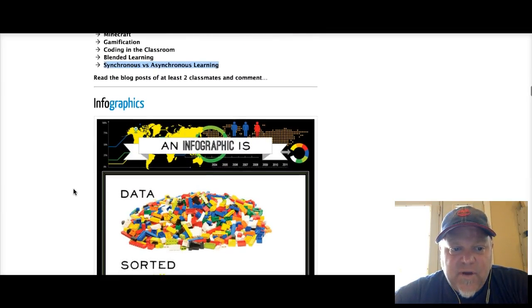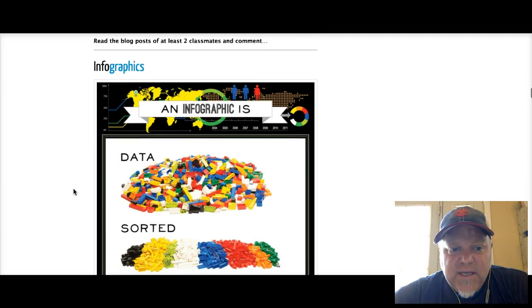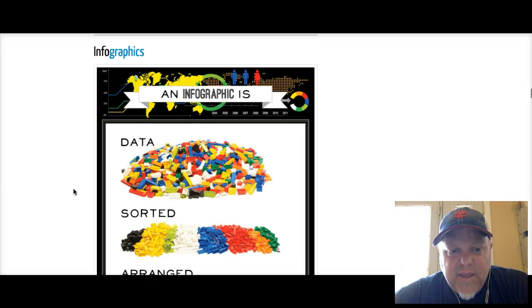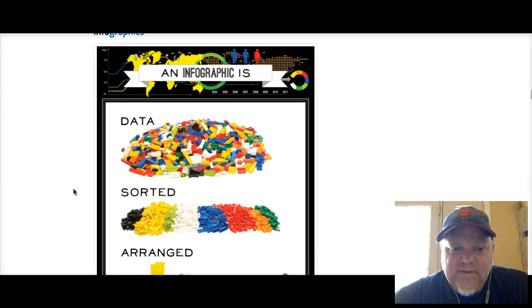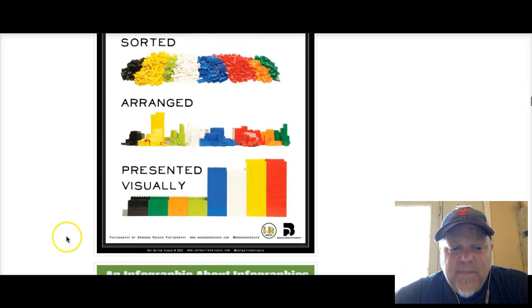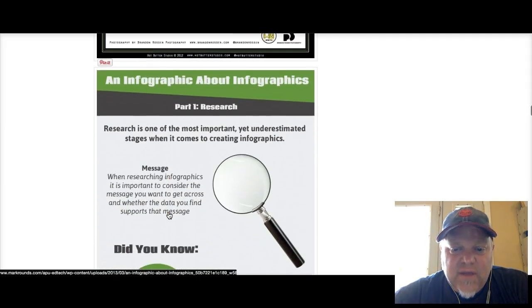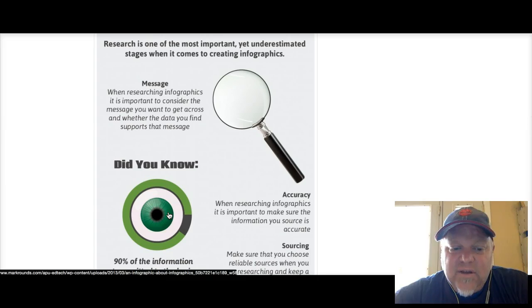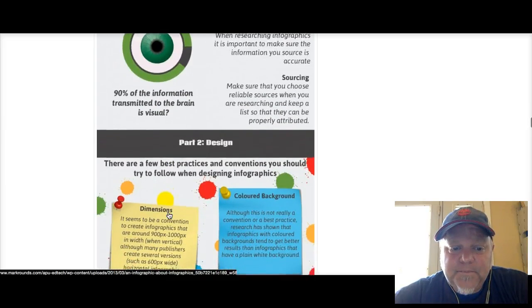The next section of the web page leads us into infographics, and it would be kind of silly for me to introduce infographics to you in any way other than as an infographic. You can see this one is done very nicely with Lego and states very simply that an infographic is data which is sorted, then arranged, and then presented visually. That's about as simple as it gets. There's another infographic here that drives the point home a little deeper.